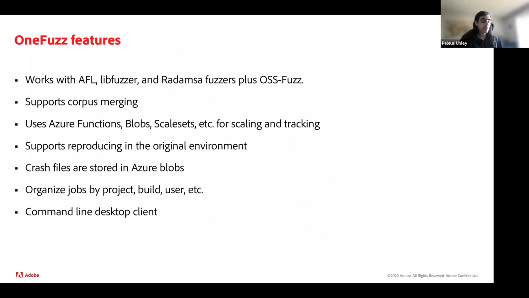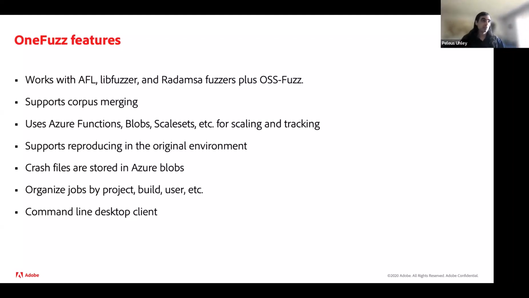I have been working on deploying OneFuzz within Adobe, and just to give you some idea of the features it comes with: it works with AFL, libfuzzer, and Radamsa, the three tools I mentioned earlier. They also made it compatible with the open source security fuzzing project, so they could also contribute to helping harden common open source libraries. It does the corpus merging and corpus distillation I mentioned earlier, taking those input files and reducing them down to a finite set that maximizes coverage.